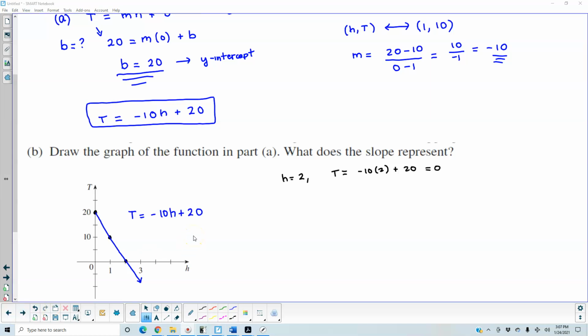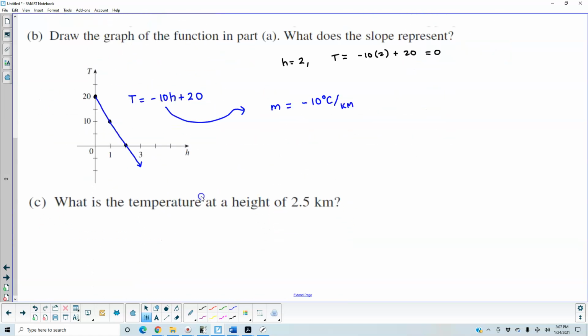Now the one thing I want to point out is that the slope, right, is representing the rate of change. And it's important to note that it's negative 10 degrees Celsius per kilometer. So again, there's a rate of change that's going on there.